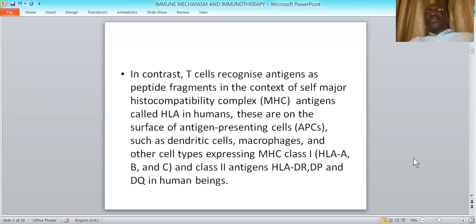And the T cells will now be able to form immune reactions. The immune reactions are designed to kill invading microorganisms, to kill cancer cells, and so on and so forth.